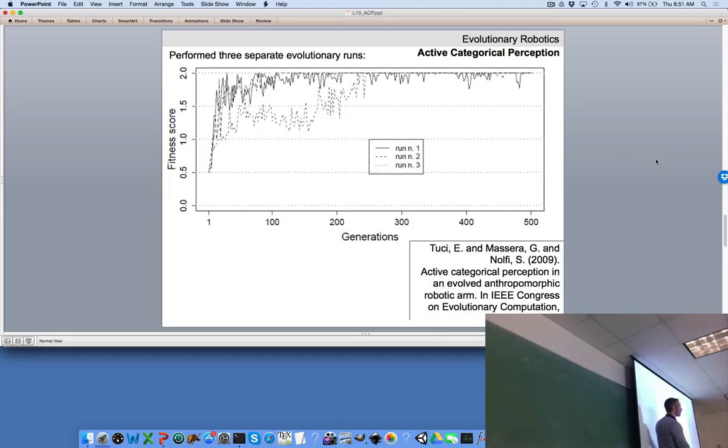The total value for the fitness function is 2. Remember, there's F1 and F2. Both of them range between 0 and 1, so the best you can do is 2. You can see that in these two runs, it didn't take very long for the robot to successfully evolve the ability to distinguish between spheres and ellipsoids. The third run, for whatever reason, took a little bit longer, but eventually we got there as well.